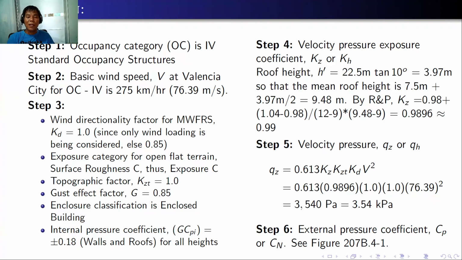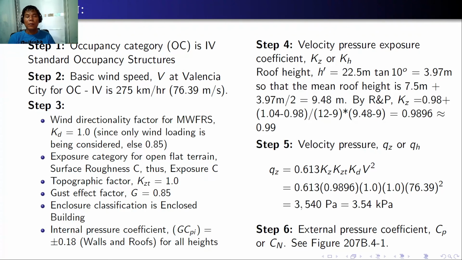You can use ratio and proportion or interpolation to determine KZ at the height of 9.48 meters, because you cannot find this one in the table that I have presented. The result is 0.9896, or approximately 0.99.